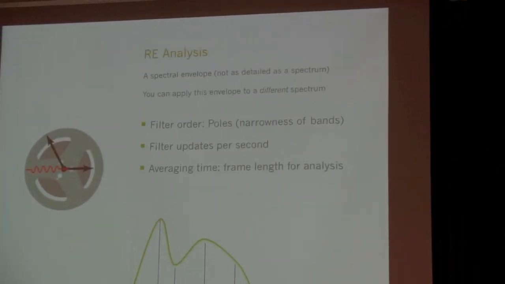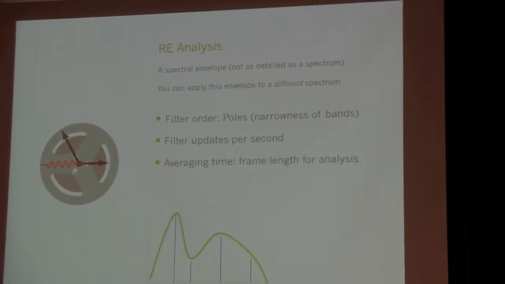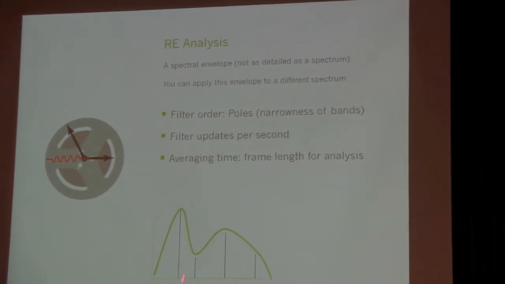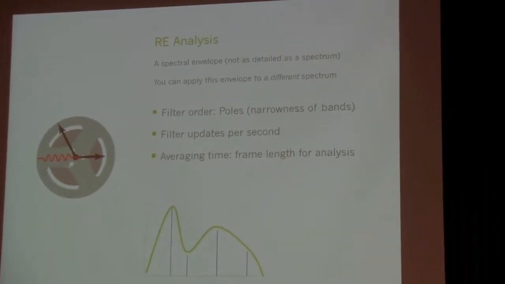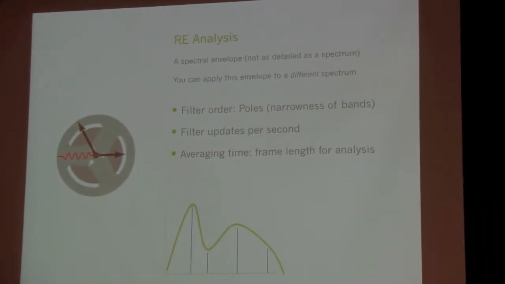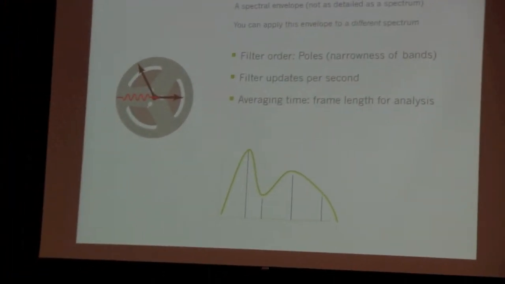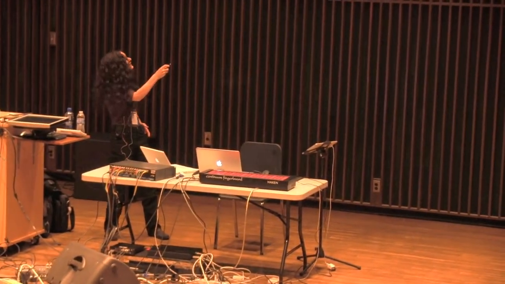So when you specify the number of poles of the filter, the more poles you have, it's going to try to fit the spectrum with these filter poles. So the more poles you have, the closer to the actual spectrum you're going to get. And you don't actually want that. You want more of a smooth shape. So it's better not to have like 100 poles or something.